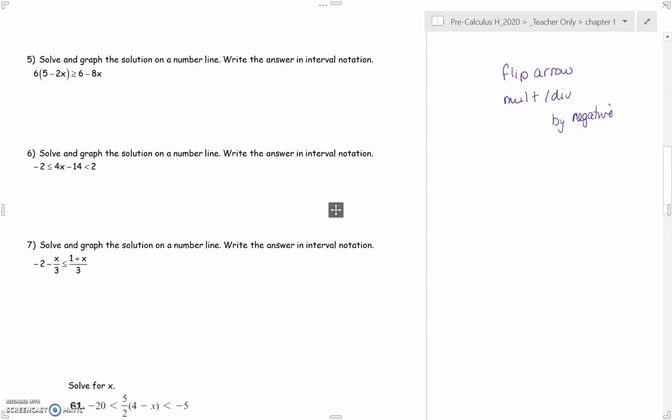And go ahead and try 5, 6, and 7. Okay, so for number 5, I distributed the 6, and then I added 12x to both sides of the inequality. Then we subtracted the 6 and divided by 4.